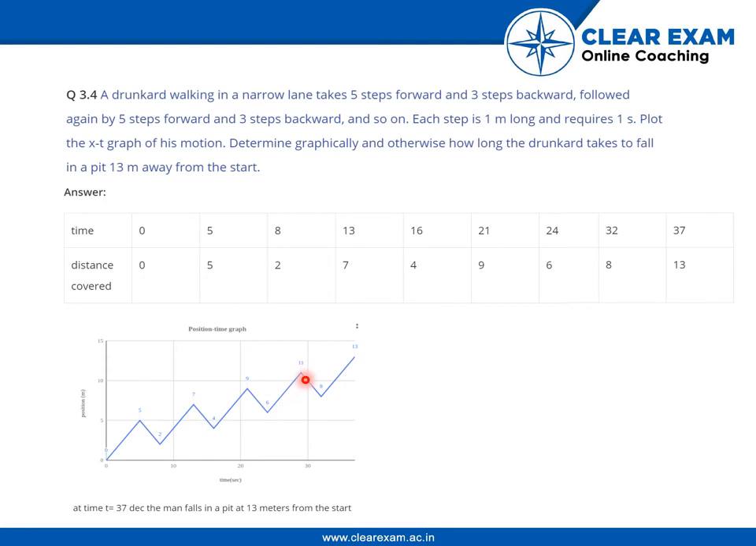Likewise, we need to draw the graph, and eventually we reach a point when the x is equal to 13, and at that point the t is equal to 37, which is the answer to this question.